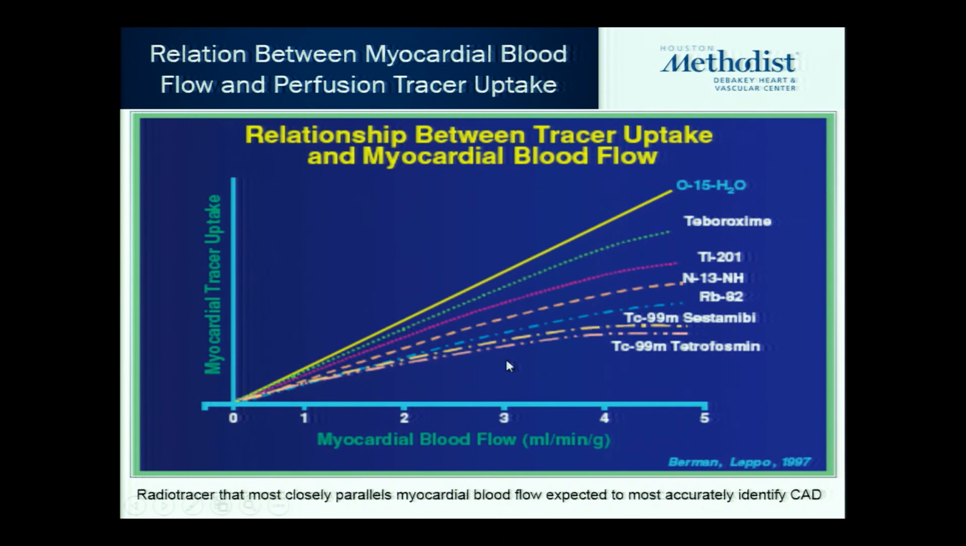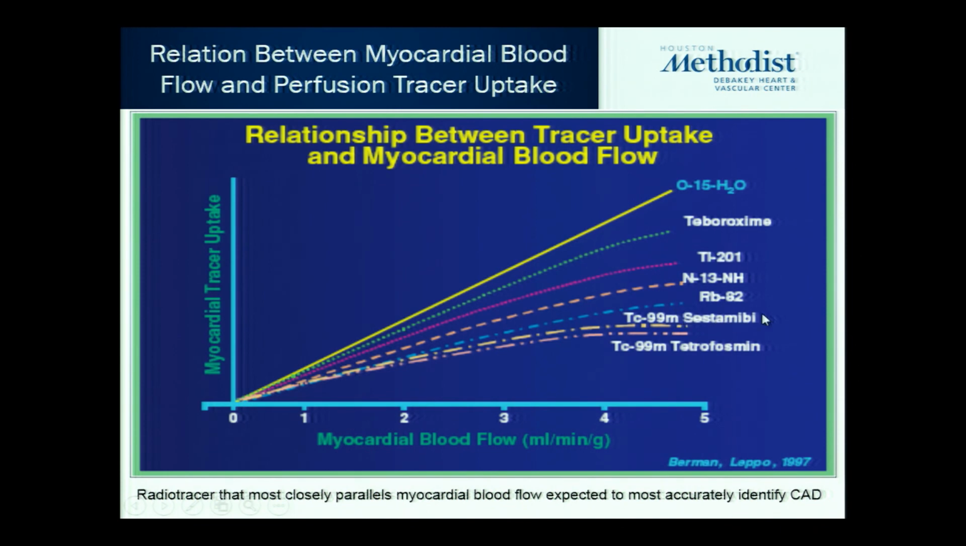If we look specifically at the SPECT agents, you'll notice thallium tracks blood flow much better than the technetium products. So you'll actually have a roll-off phenomenon with technetium, both sestamibi and tetrofosmin, earlier than you will with thallium. Thallium tracks blood flow much, much better than the tech agents. So theoretically, if it was that simple, we would consider diagnostic accuracy to be higher with thallium-based agents. But we'll talk more about that.